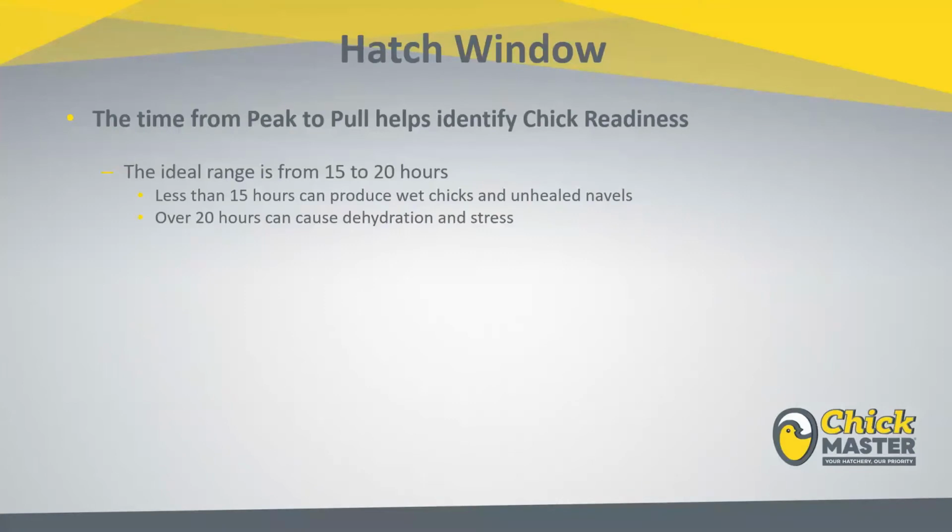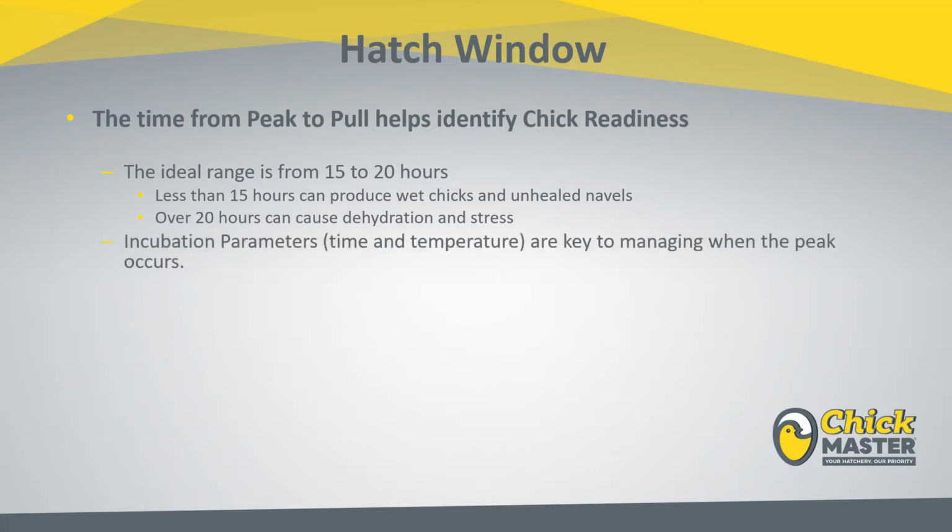Anything over 20 hours, then we oftentimes will start to see things such as dehydration and stress. And obviously that depends on how well you manage your hatcher machines and their ability to control temperature. But that's the thing that we look for when we talk about identifying peak. So incubation parameters, time and temperature, are key to managing when that peak occurs. And we'll get into that in more detail here in a little bit.